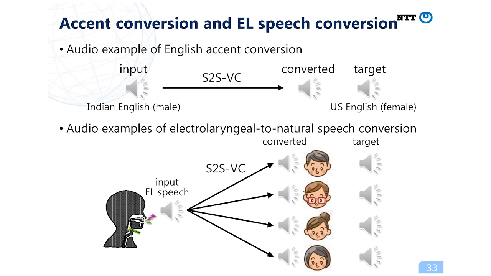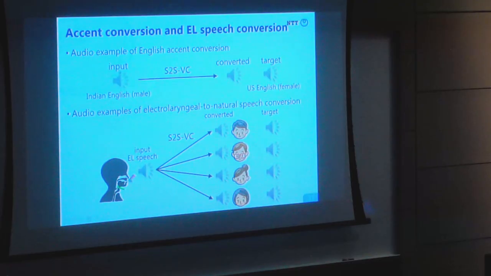Here are some audio examples using our method. This is an example of English accent conversion. This is the same example we showed earlier. Ah, it was sweet in my ears. And this one is the converted speech. Ah, it was sweet in my ears. And this one was the target speech. Ah, it was sweet in my ears.